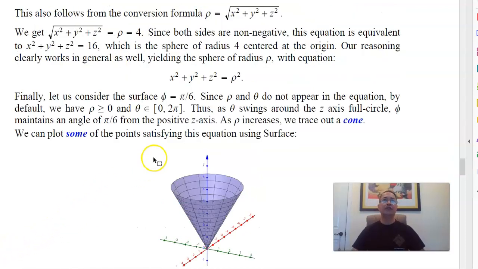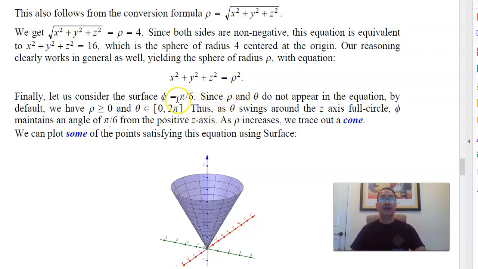This is true in general. If rho is constant at 4, we can square both sides and get, ooh, that looks familiar. That's the equation of a sphere of radius 4. And of course, if you change 4 to rho, you'll get rho squared. It's the sphere of radius rho.